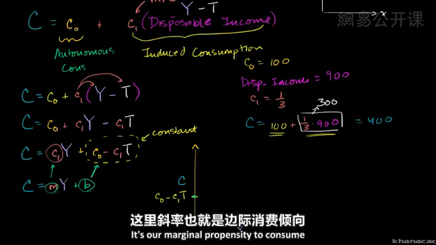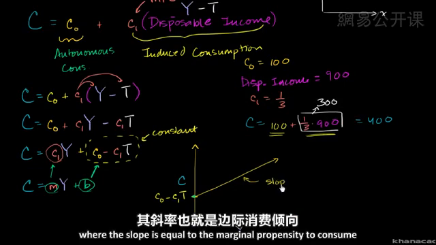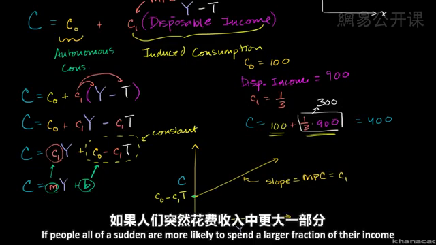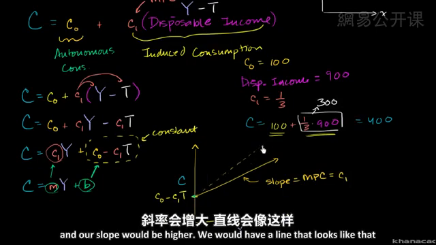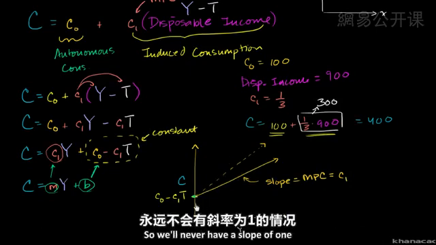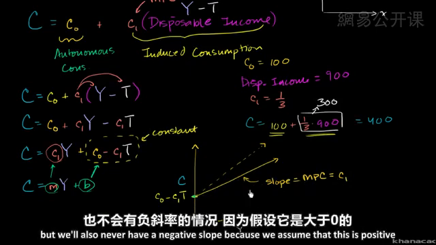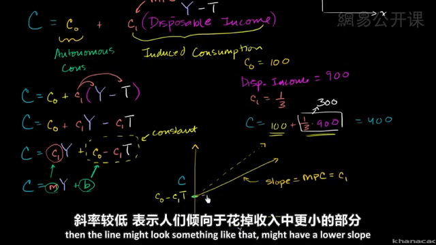It's our marginal propensity to consume. So our line will look something like this, where the slope is equal to the marginal propensity to consume, which is equal to C1. If people all of a sudden are more likely to spend a larger fraction of their income, then the marginal propensity to consume would be higher, and our slope would be higher. We would have a line that looks like that. And we always assume that the marginal propensity to consume will be less than 1, so we'll never have a slope of 1, but we'll also never have a negative slope because we assume that this is positive. And if people are more likely to save than consume when they have extra income, then this line might look something like that, with a lower slope.